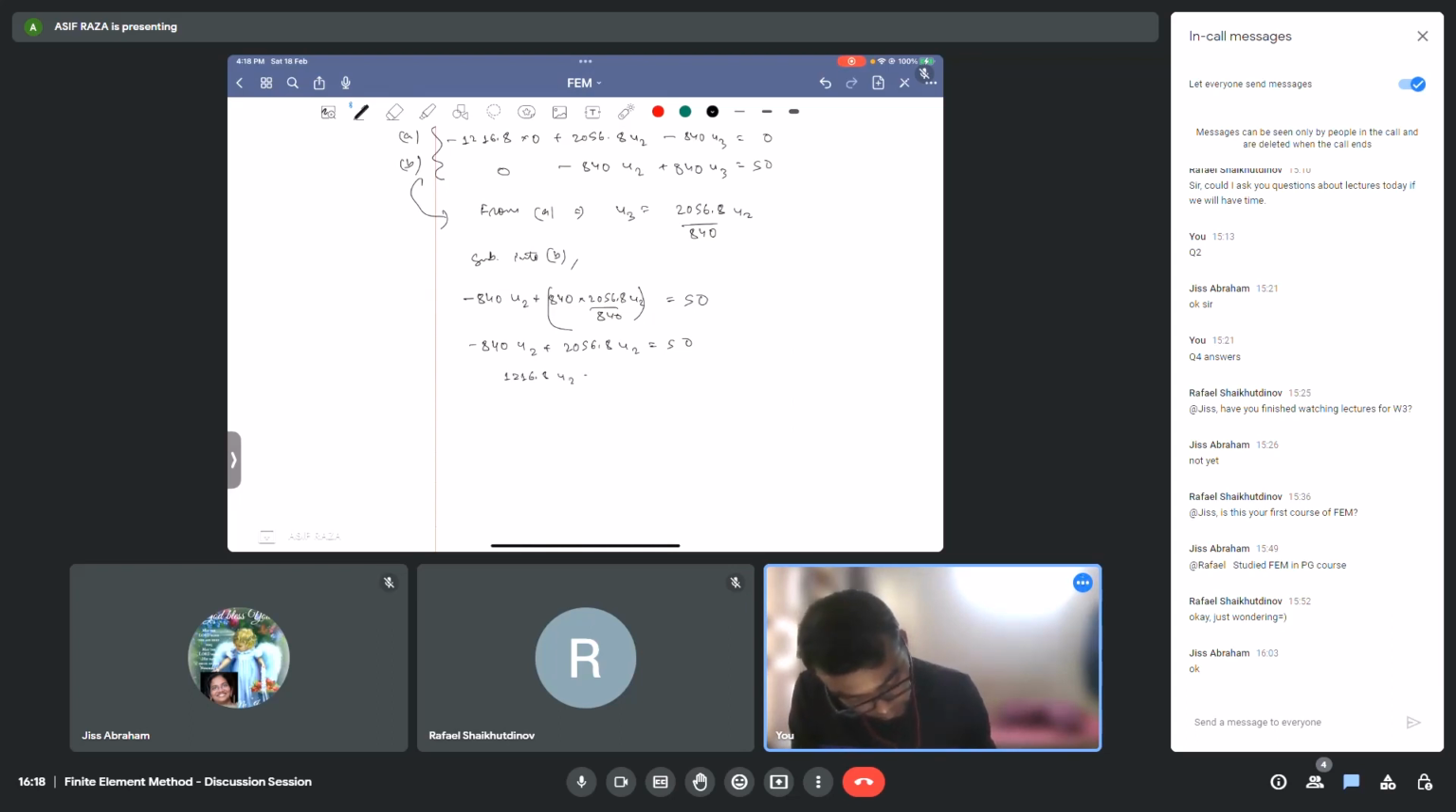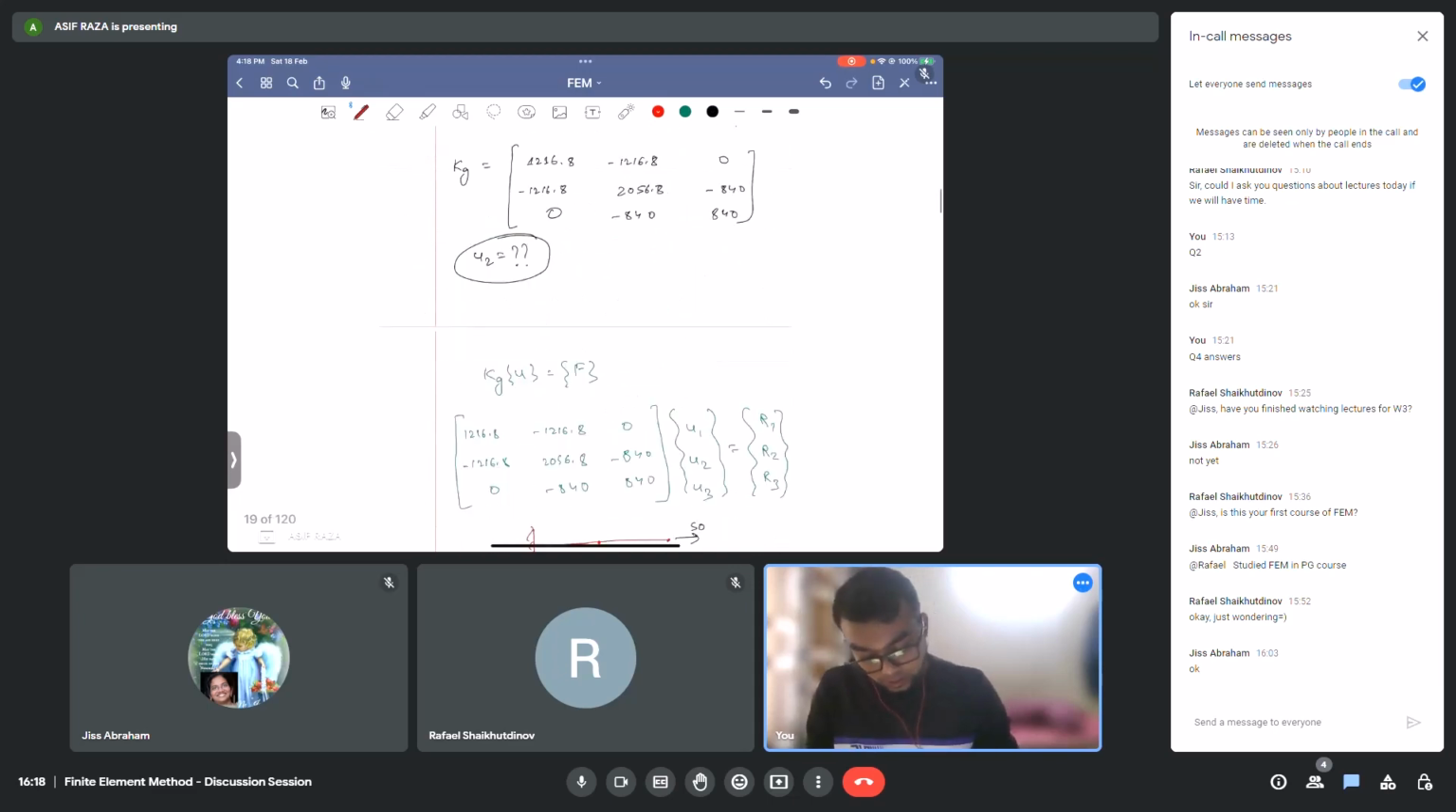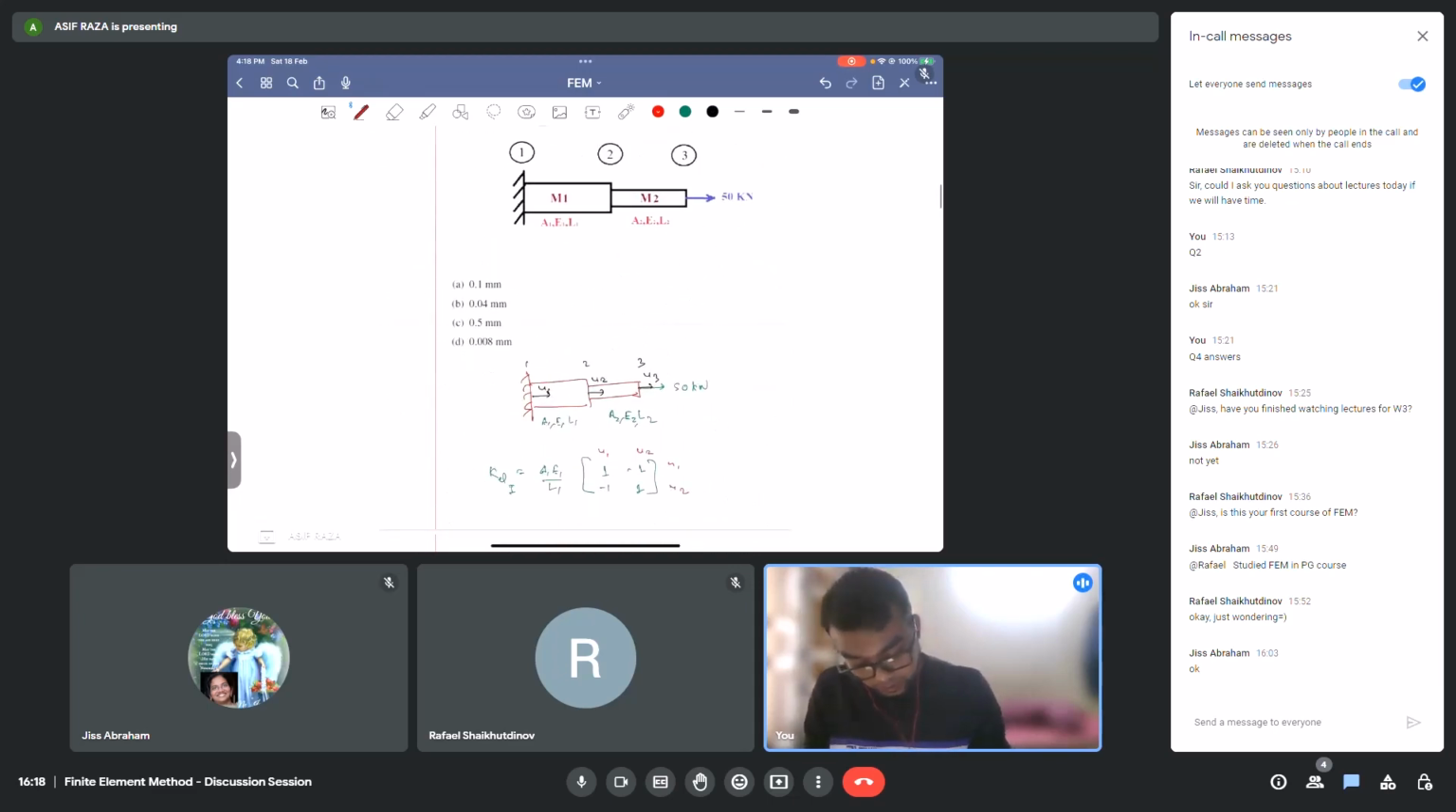So this will be 1216.8 u2 equal to 50, and u2 will be equal to 50 upon 1216.8. This is equal to 0.0411 mm. So this can be approximately written as 0.04 mm. So this is the correct answer. The correct answer is option B.